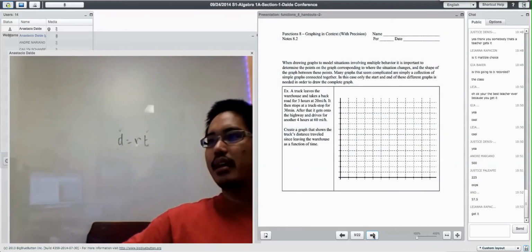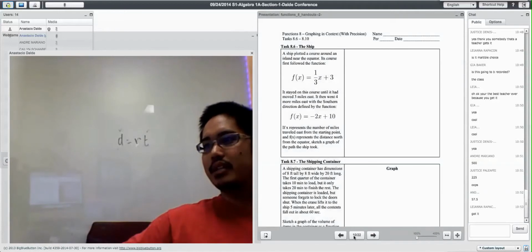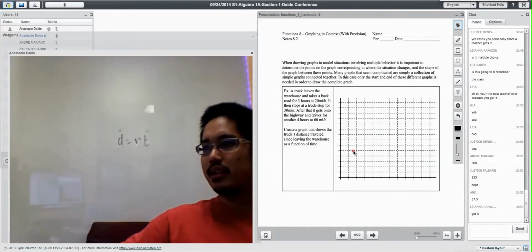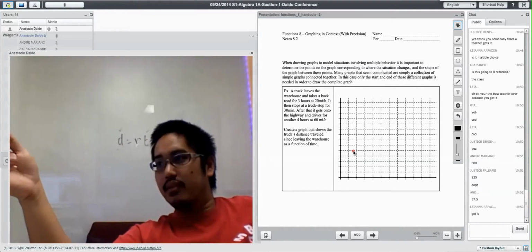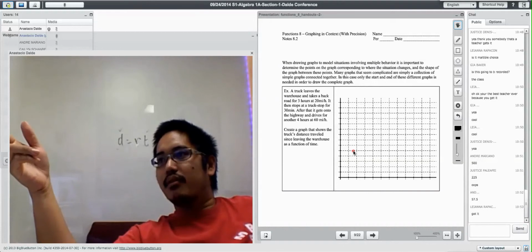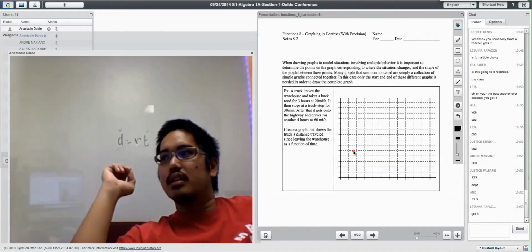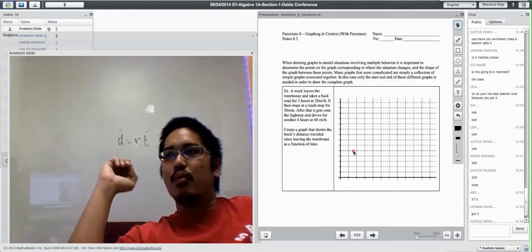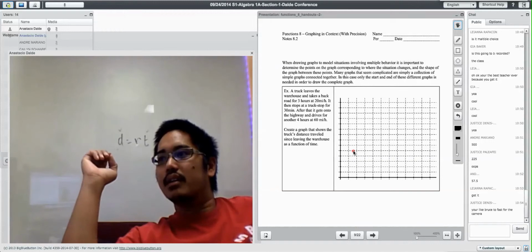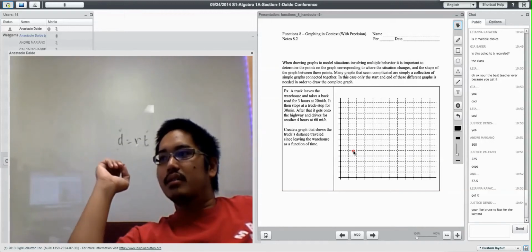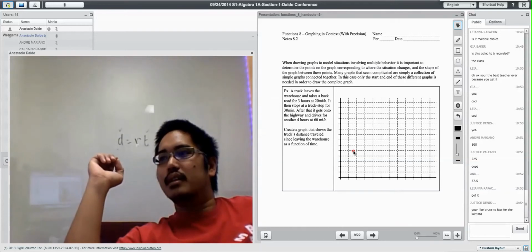All right, we're going to draw a model of the situation. When drawing graphs to model simulations involving multiple behaviors, it is important to determine the points of the graph corresponding to where the situation changes. The shape of the graph between these points: many graphs seem complicated but are simply a collection of simple graphs connected together. In this case, only the start and end of these different graphs is needed in order to draw the graph. Okay, all right.